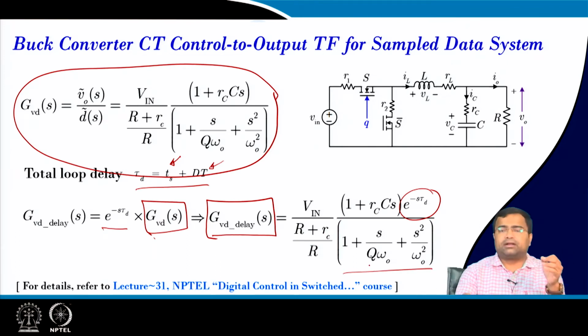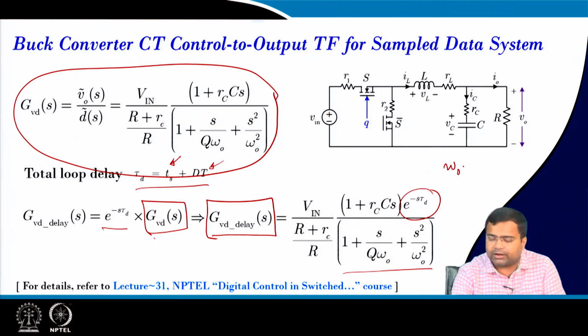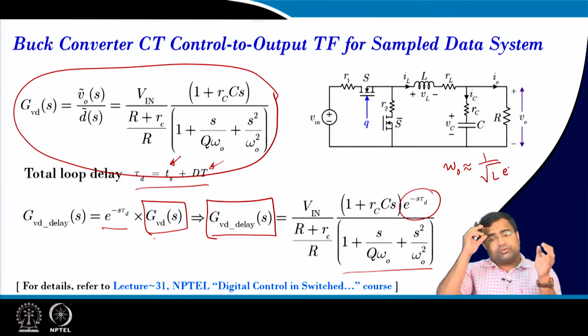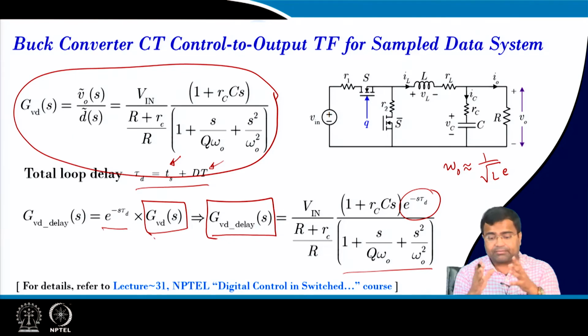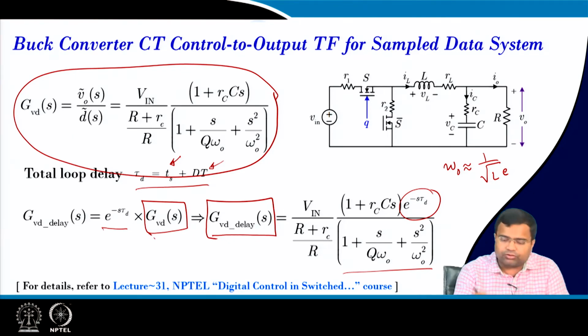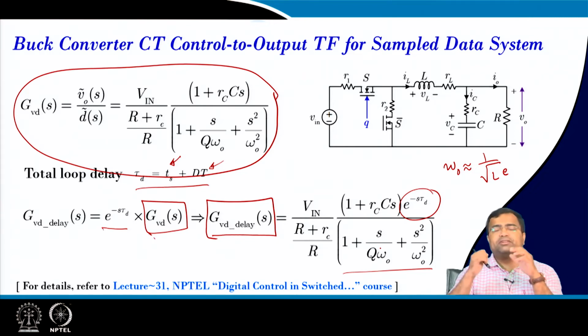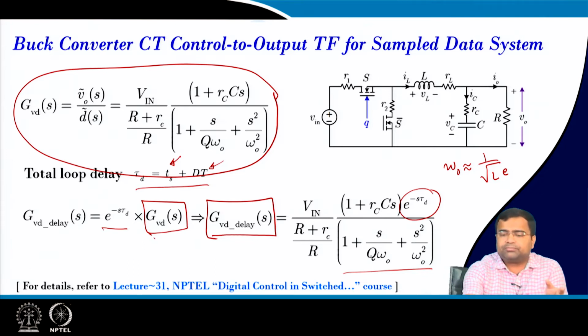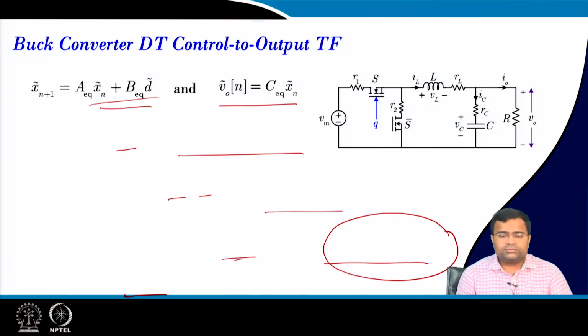There is a Q factor and omega 0, which in a practical buck converter is almost identical to 1 by root LC. So, that means we know there is an LC oscillation, the undamped natural frequency due to the LC. We also know there is an ESR zero, and we also know the Q factor depends on the load resistance as well as the parasitics like R1, RL and so on.